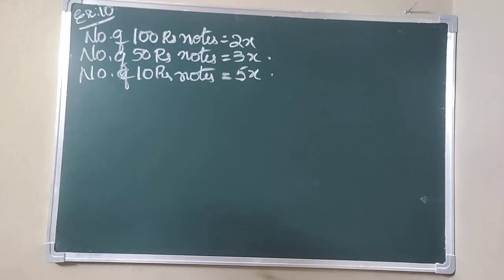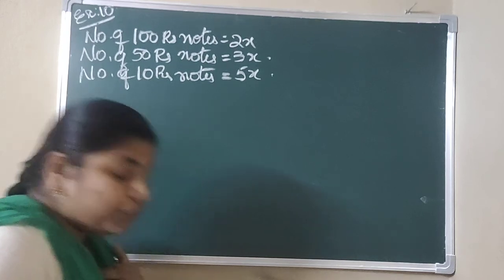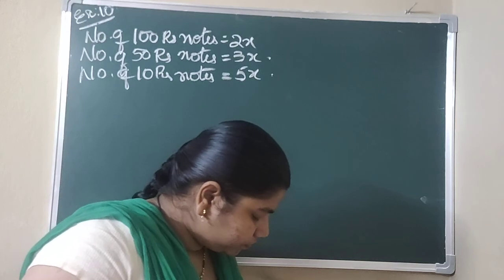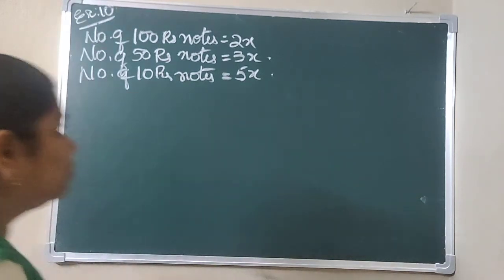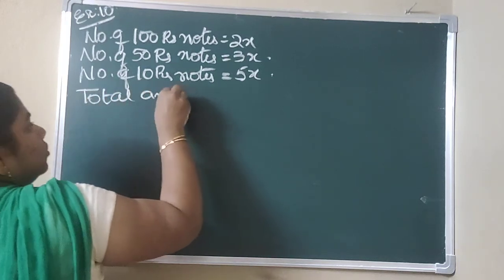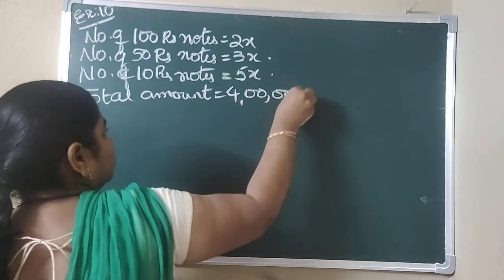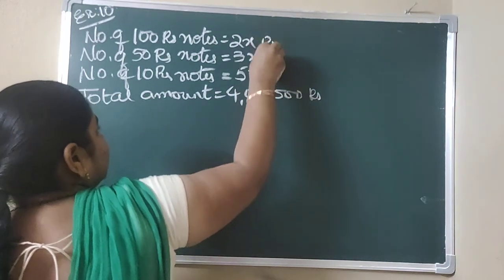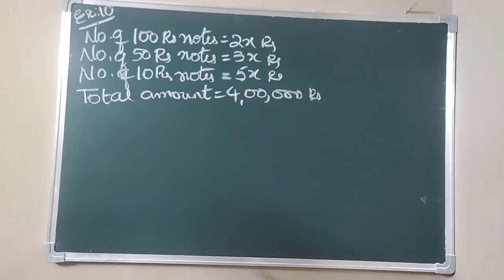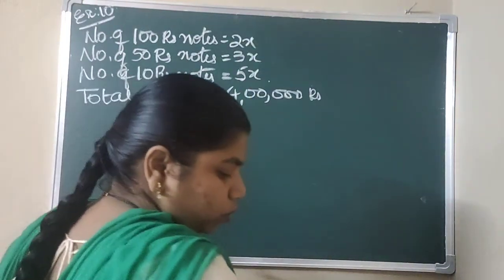Okay. So now what is the total amount here? Total amount is 4 lakhs rupees. Total amount is equal to 4 lakhs rupees. Sorry, these are the number of notes, and that is in the form of rupees. Now we have to convert this into rupees.